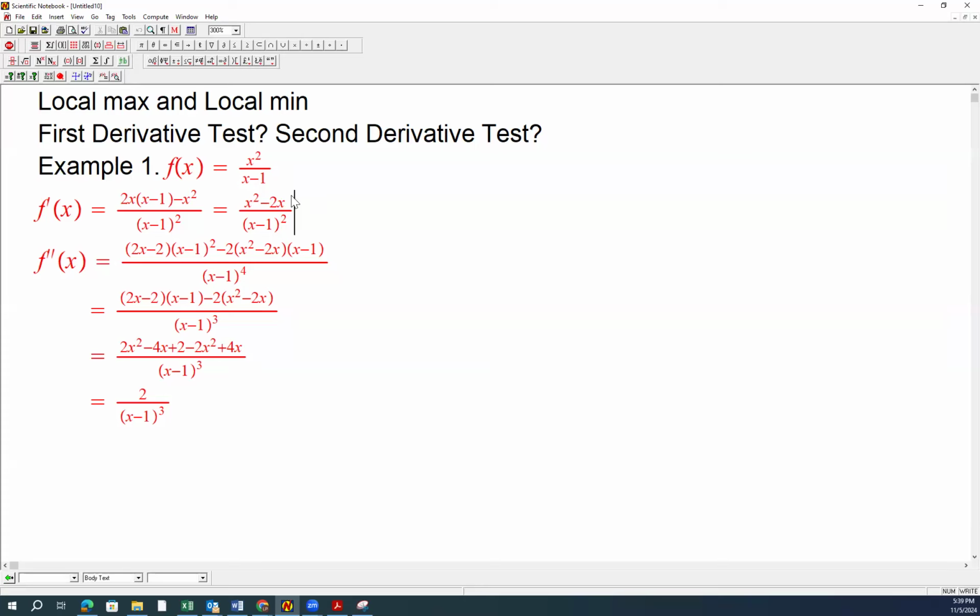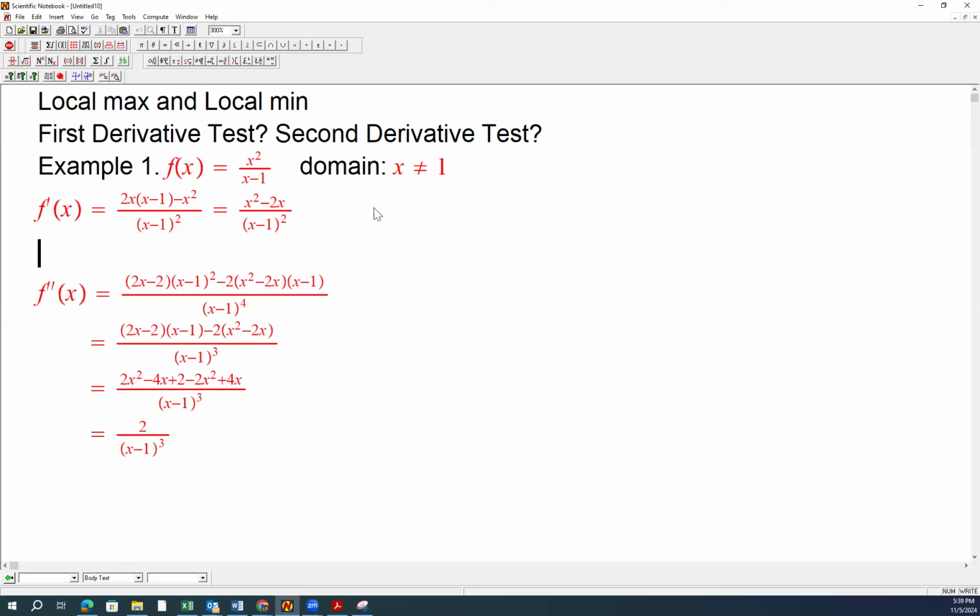So we start with this example where I saw some discussions in the Pronto app. This function is from your homework. f of x equals x squared over x minus 1. And the first thing we do is make sure we know the domain. The domain, of course, here is x not equal to 1.